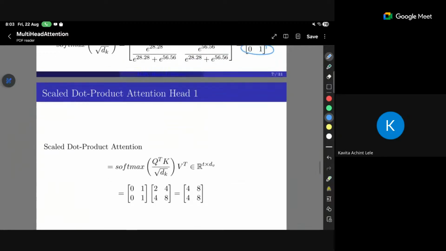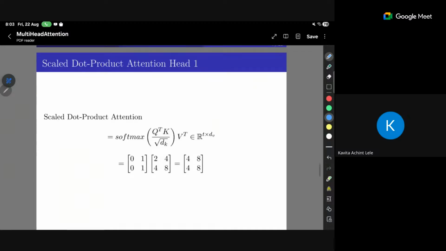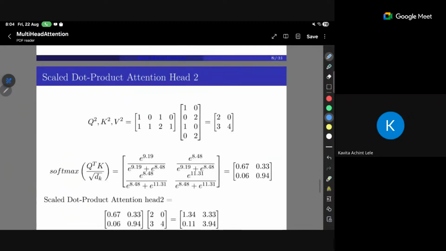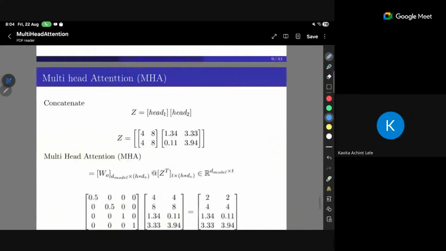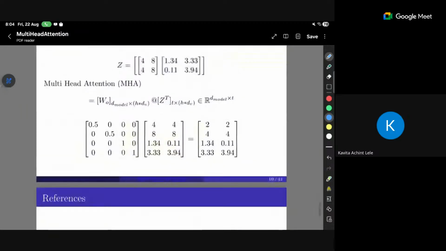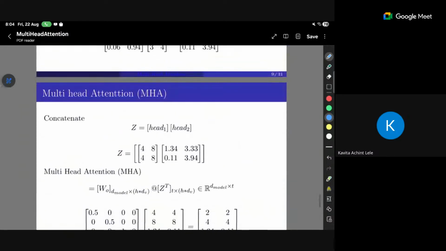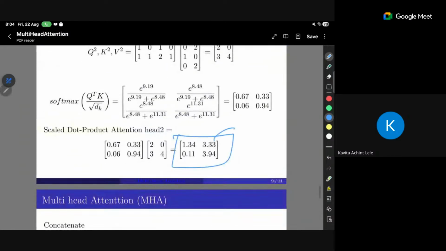We have to do final thing, which is multiplied with VT to get one head output, right? So this is the output of my first head, right? So we have two heads. First head output this matrix 4848. Okay. Now similar thing I'll do for the second head. Whatever I did, same thing I'm going to do for the second head, and it has produced this as output. So this is my second head output.